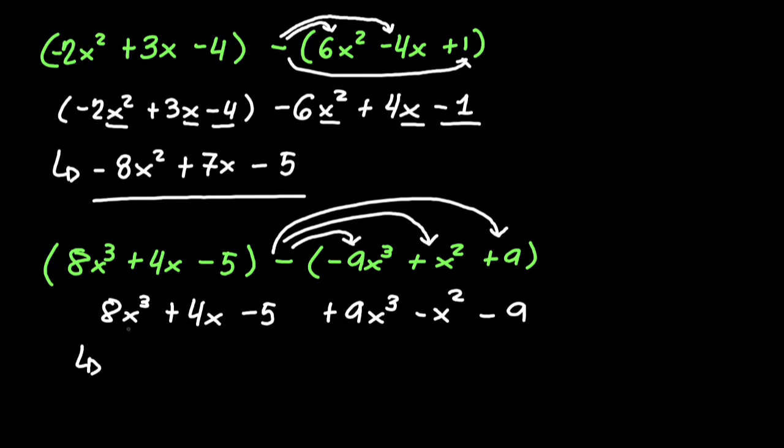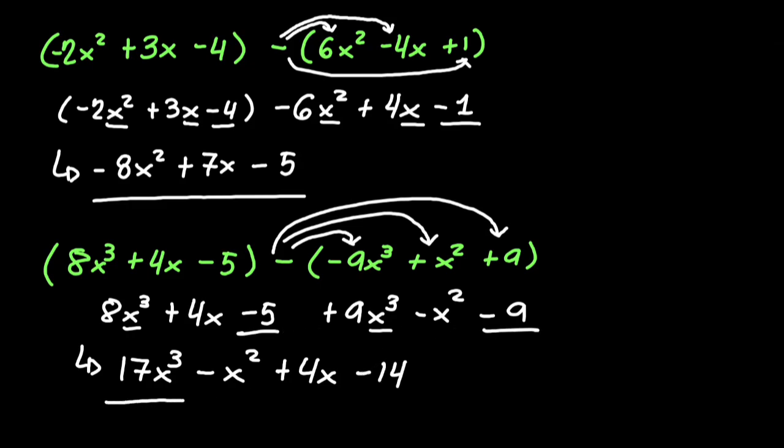So combine like terms, x cubed and x cubed here. So 8 plus 9, because this is positive, it will be 17x cubed. There is no x squared here. So just bring down the negative x squared. Same also as for x. And now, negative 5 minus 9 would be negative 14. So, this will be the final answer.